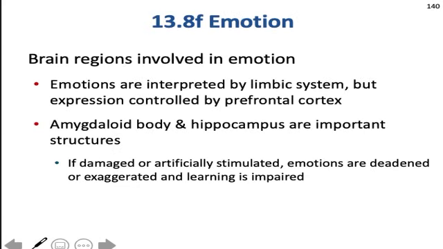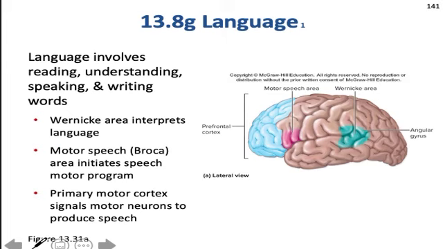Now, emotion is how we feel about what we experience, right? And this is primarily the job of the limbic system. They're interpreted by the limbic system. Their expression is controlled by the prefrontal cortex and the frontal lobe. The amygdaloid body and hippocampus are critical. If they're damaged or stimulated, the emotions can either be deadened or exaggerated, and learning can be impaired. So you could think of the amygdaloid body and the hippocampus as sort of a volume control for your emotions.